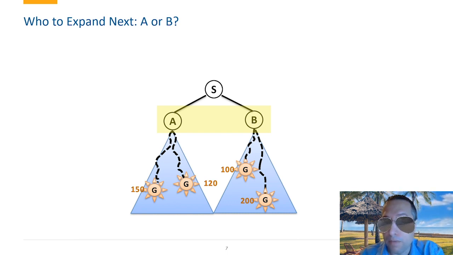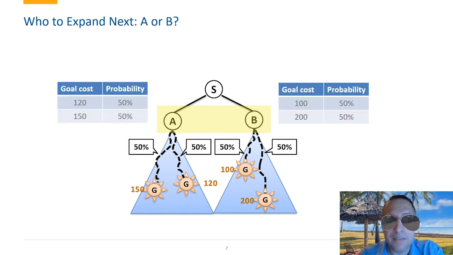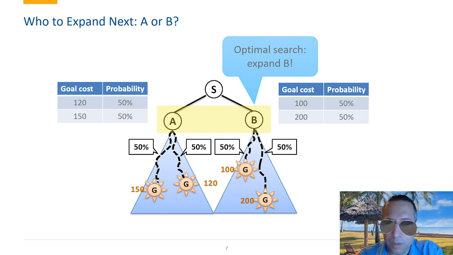But what if I give you even more information? That under A, there is a 50% chance of finding a goal of 120 and a 50% chance of finding a goal of cost 150. And for B, it's also 50-50. What now? Which node will you choose to expand next? Still, if you want to find the optimal solution, you should always expand node B, since as long as there is some probability, even very small, that the solution of cost 100 will actually be there, you'll have to check this option before declaring any other solution to be optimal. So, if you would apply an optimal search algorithm in this setting, you would always expand node B, regardless of what is the probability of getting these goals.